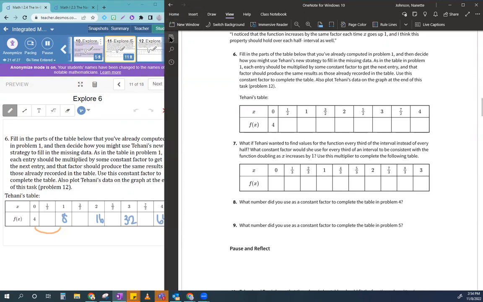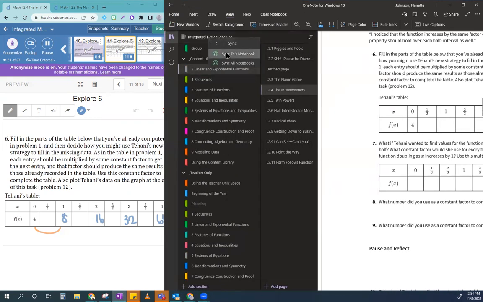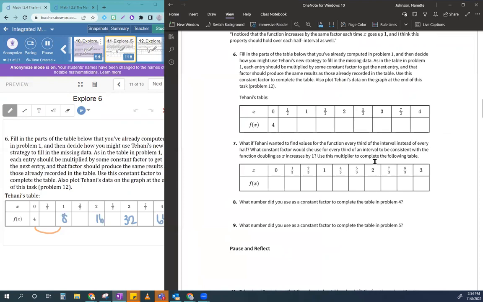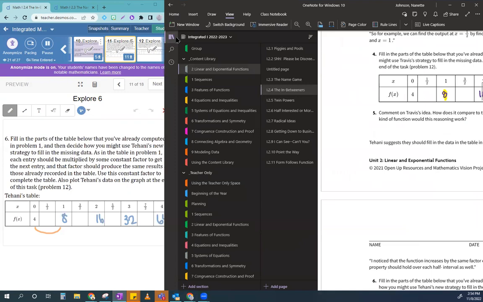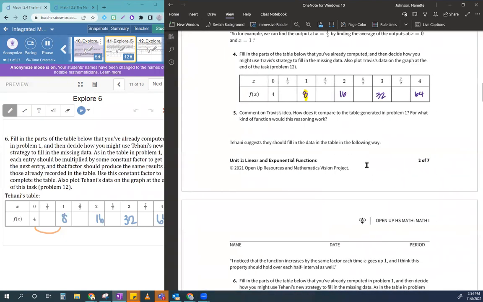So let me just catch this guy up. Oh, maybe it's not working. Yep, it's working. Oh, there it goes. Okay. Sorry, Ms. Johnson needs to be more patient.